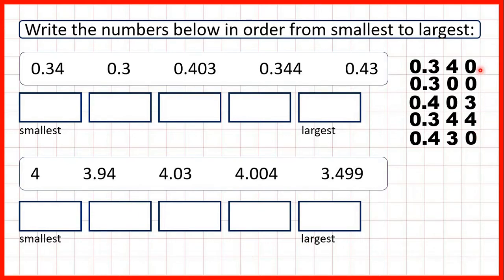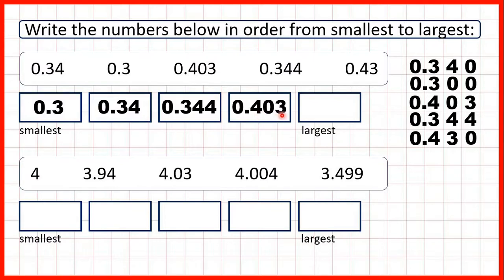So now, all of our numbers have the same number of digits, and that means that we can compare them in the same way as we would compare whole numbers if we had 340, 300, 403, 344, and 430. So our smallest decimal is 0.3, then we have 0.34, then 0.344, 0.403, and our largest decimal is 0.43.